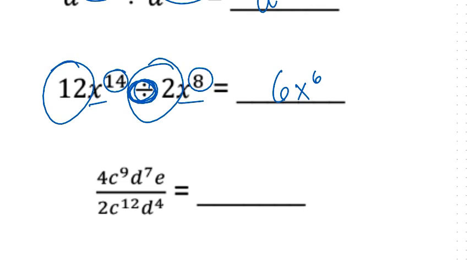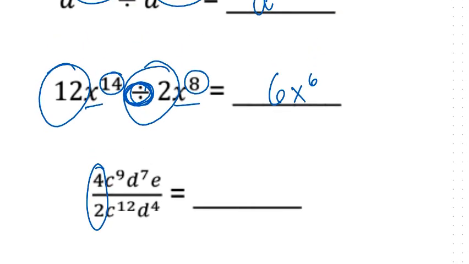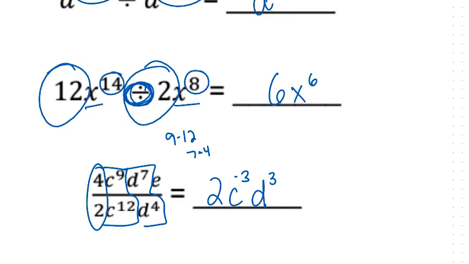Okay, then this fraction I want to simplify. So what is 4 divided by 2? 2. Okay. C9 over C12. That's like saying C9 minus 12. What is 9 minus 12? Negative 3. You got to keep that negative with it. What about D? 7 minus 4. 3. And then E. Yep.